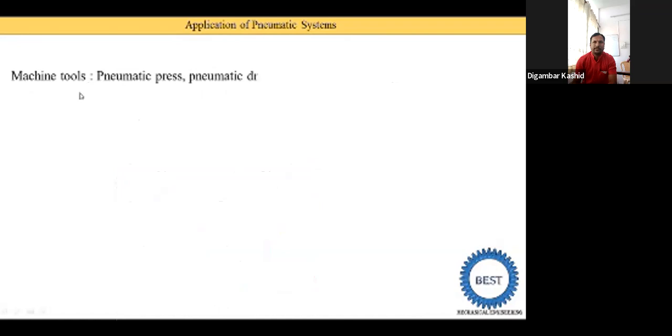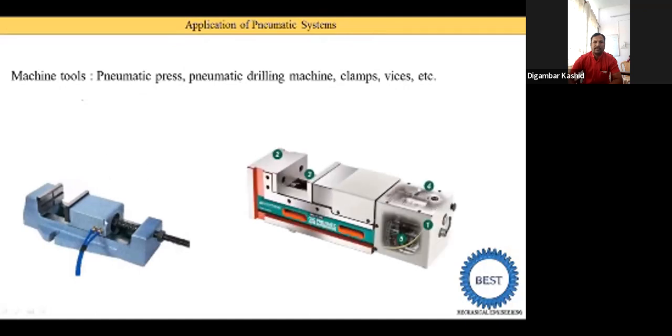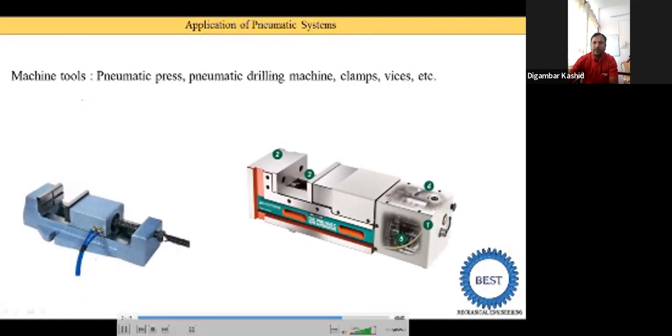Next one is the machine tools. In different industries, various machines are used. Out of the machines, some are pneumatically operated machines, such as the pneumatic press, pneumatic drilling machines, clips and vice. Here I show you a vice that is pneumatically operated. You can see the opening is provided. From this place the compressed air is supplied and this vice is operated.